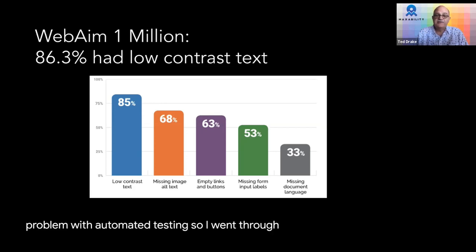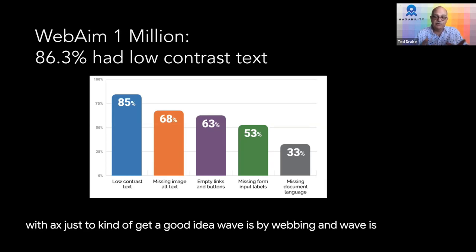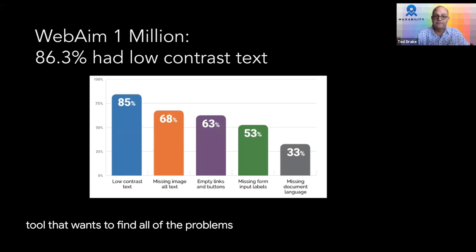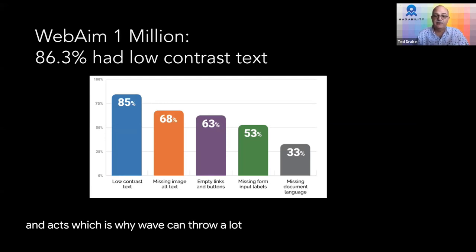So I went through some of the Alexa top 1000s, and I wanted to see what were the errors that were being thrown. Now this is with Wave. So I tested with Wave and I tested with Axe, just to get a good idea. Wave is by Webaim, and Wave is a tool that wants to find all of the problems. Axe is a tool from Deque, it's open source. Axe is concerned about false errors. They don't want you to be seeing something that may or may not be an error. If you see something in Axe, it's an error. So that's the difference between Wave and Axe, which is why Wave can throw a lot more errors than Axe.